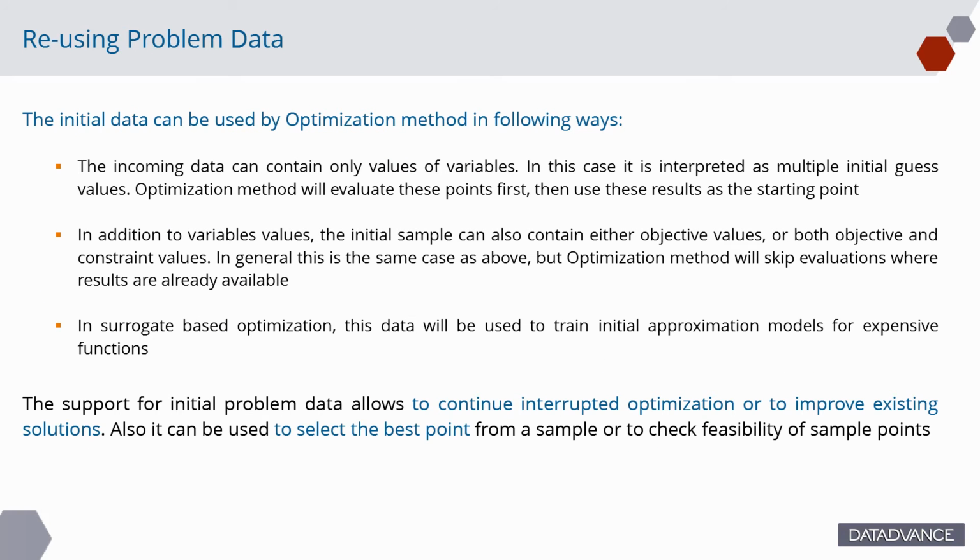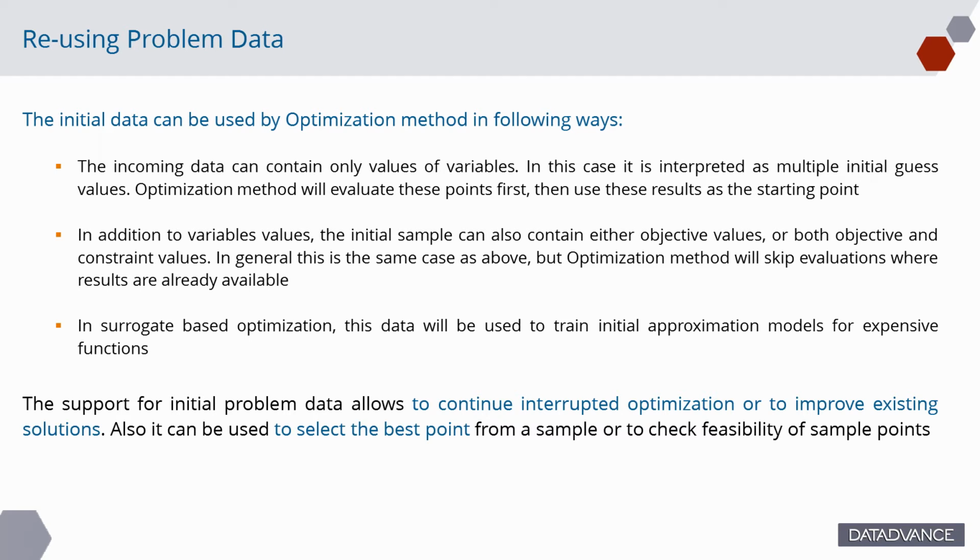If some problem evaluation data is already available, it can be used in solving. The initial data can be used by the optimization method in the following ways. The incoming data can contain only values of variables. In this case, it is interpreted as multiple initial guess values. The optimization method will evaluate these points first, then use these results as the starting point. In addition to variables' values, the initial sample can also contain either objective values or both objective and constraint values. In general, this is the same case as above, but the optimization method will skip evaluations where results are already available. In surrogate-based optimization, this data will be used to train initial approximation models for expensive functions.